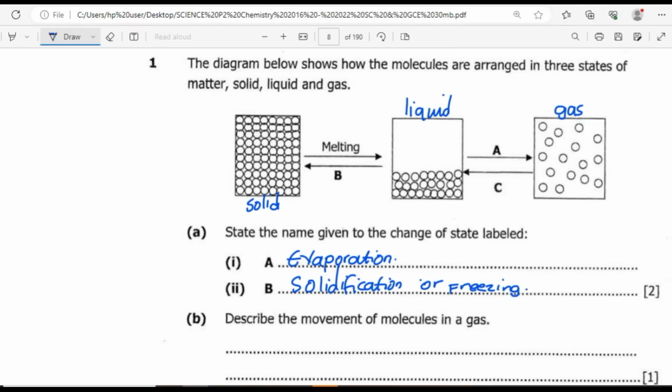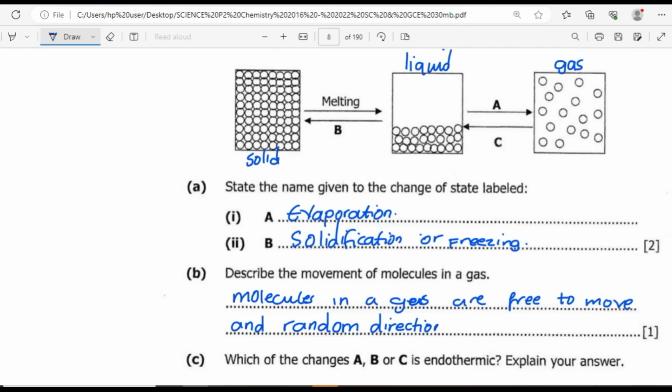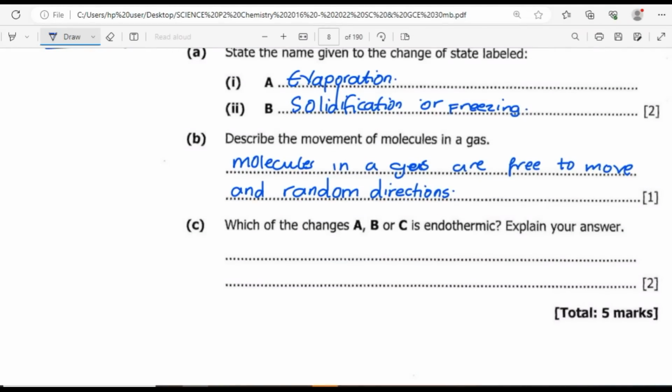Then we have question B, describe the movement of molecules in a gas. So say molecules in a gas are free to move, and in random directions. If you look at random direction, they have no specific direction. Let's say this is a container where we have these particles of gas. They have no specific direction. This particle can go in this direction, this in this direction, this in this direction. Because of no specified direction, we refer to this type of movement as random direction.